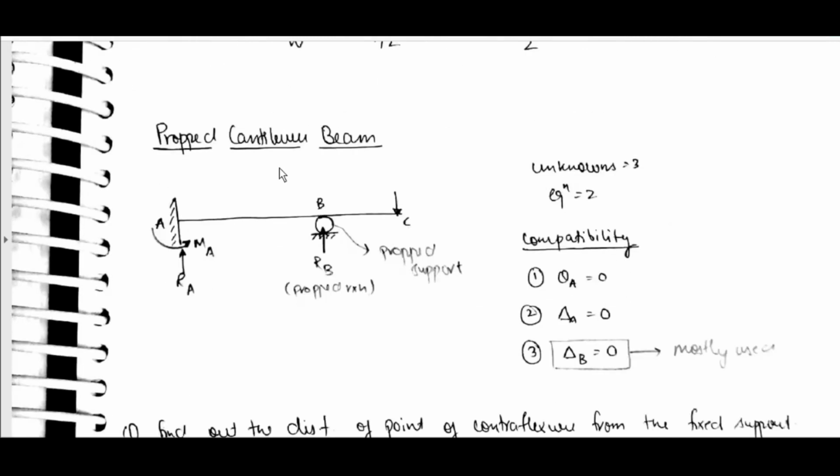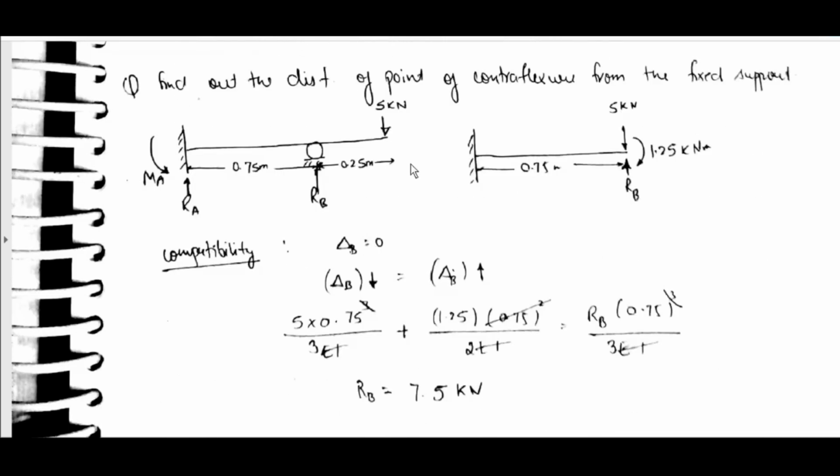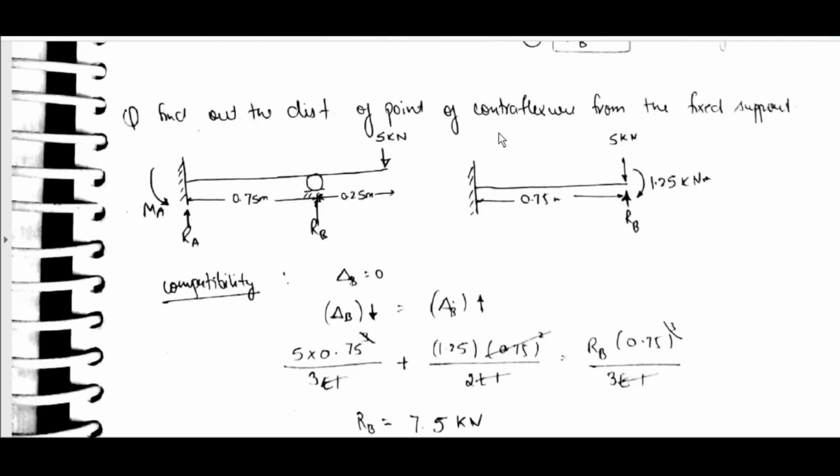Okay. Propped cantilever beam, unknowns is equal to 3, equations is equal to 2. Then we have to use compatibility equation. Theta A is equal to 0, delta A is equal to 0, boundary conditions; delta B is equal to 0 is mostly used. Find out distance of point of contraflexure from a fixed point. Delta B is equal to 0, delta B downward is equal to delta B upward.